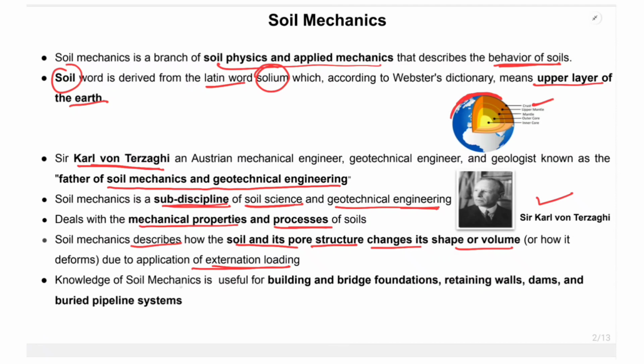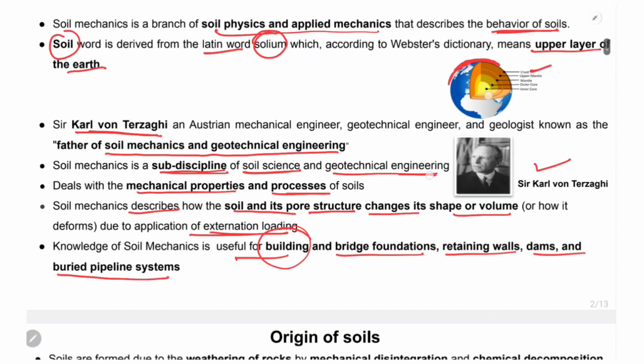This knowledge of soil mechanics is useful for construction of buildings, bridge foundations, retaining walls, dams, and pipeline systems. So this is the introduction of soil mechanics.